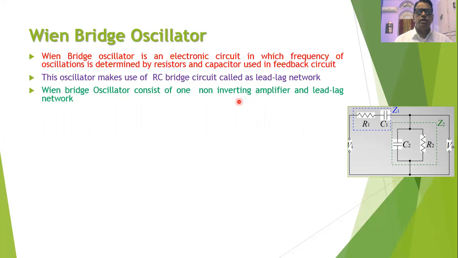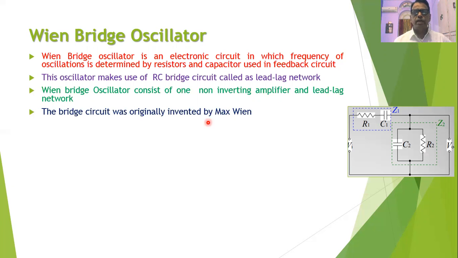Wien bridge oscillator requires one non-inverting amplifier and a lead lag network. So we can construct the Wien bridge oscillator either by using a two-stage transistor amplifier or by using an operational amplifier. The bridge circuit used in the Wien bridge oscillator was originally invented by the scientist Max Wien, and that is the reason this oscillator is called a Wien bridge oscillator.